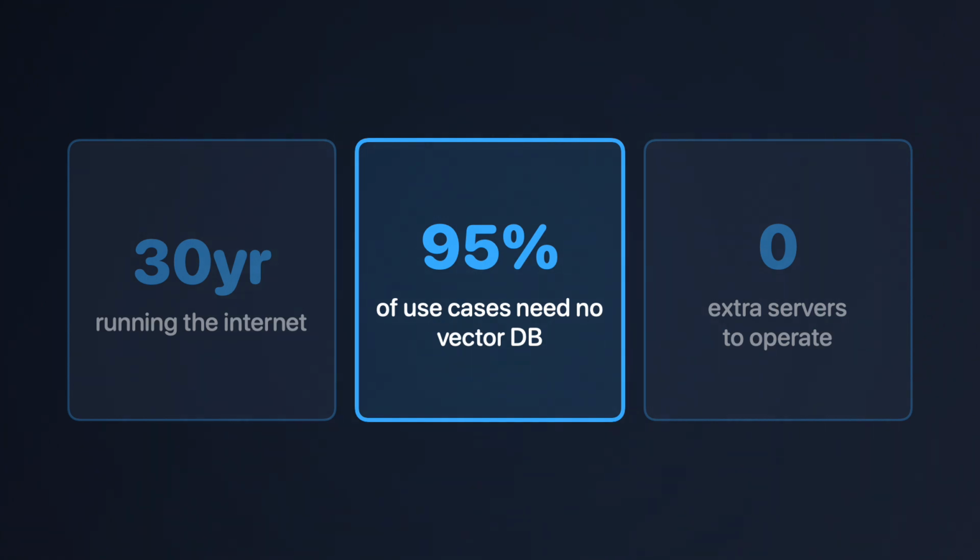So let's pull apart pgvector and sqlite-vec, expose the hidden tax of running a separate vector store, and get you the exact decision matrix for your AI app's memory layer.